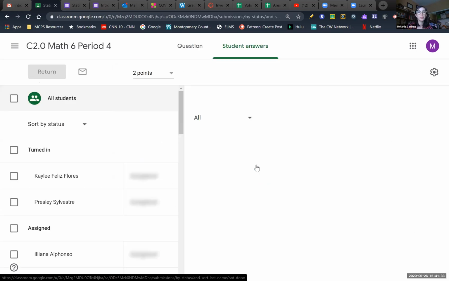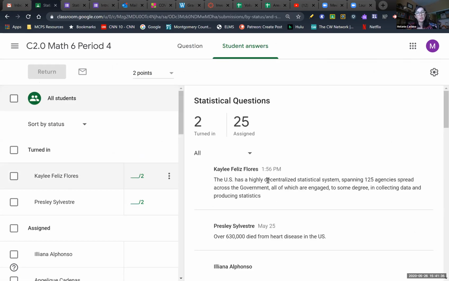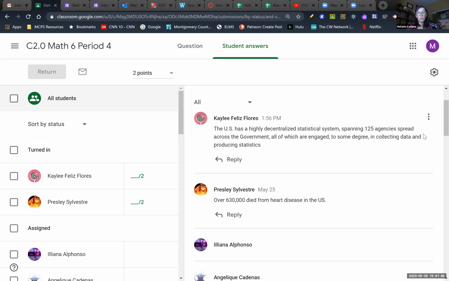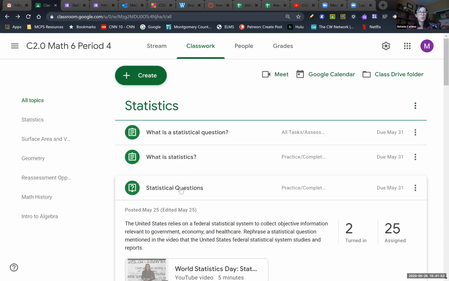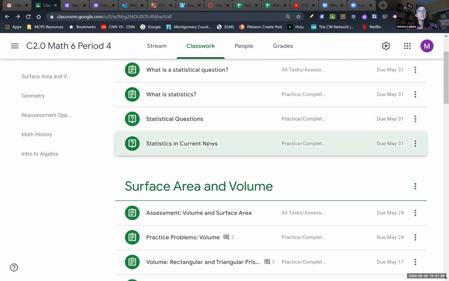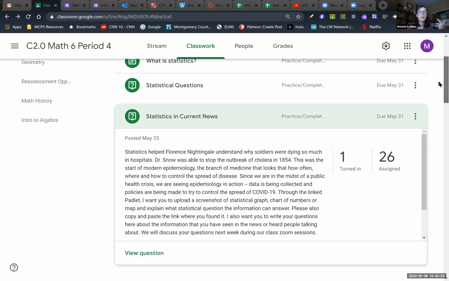Let's see, we have 2 answers so far. So Kaylee has said the U.S. has a highly decentralized statistical system, meaning 25 agencies spread across the country, spread across the government. It's really good. And then Presley has pulled out 1 statistic, over 630,000 deaths from heart disease in the U.S. So that's all you have to write for your answer for the statistical question video. And then there's this assignment in the current news, and I will talk about this at the end of the video.